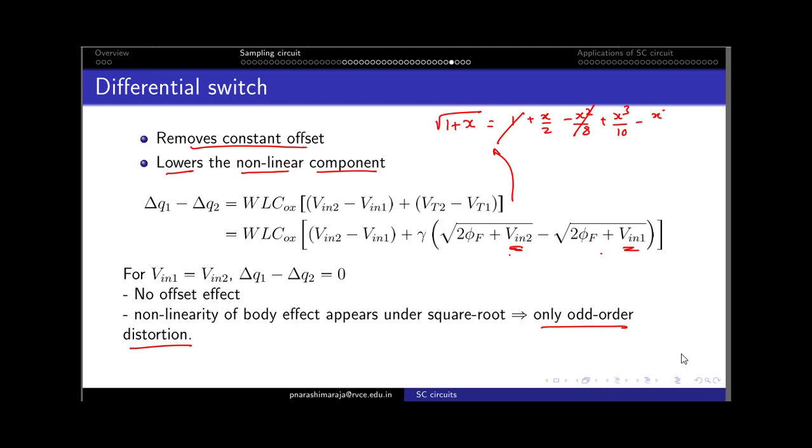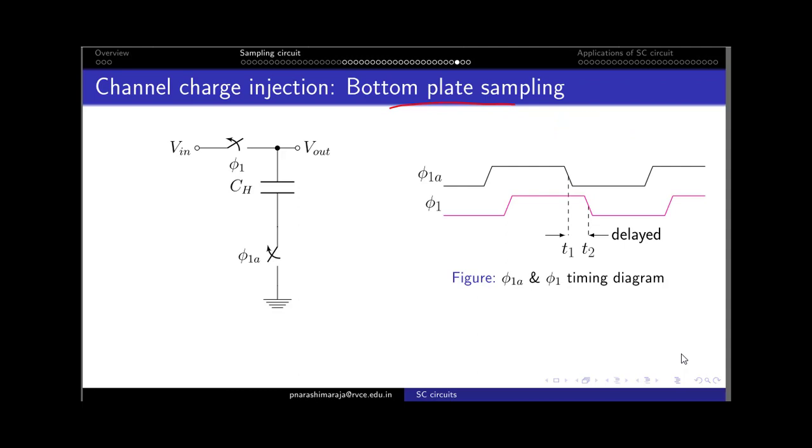Okay, so now let us come back to the final type of method, which we call bottom plate sampling. As shown here, there are two types of switches, compared to the previous methods where we had only one type of switch, and we were trying to use this switch either with NMOS or with the TG transistors, right? But rather than having a single switch, we have added one more switch here. Now the timing details of these two switches are given here.